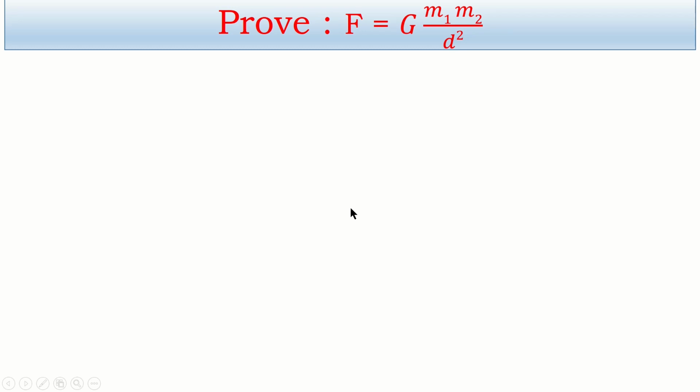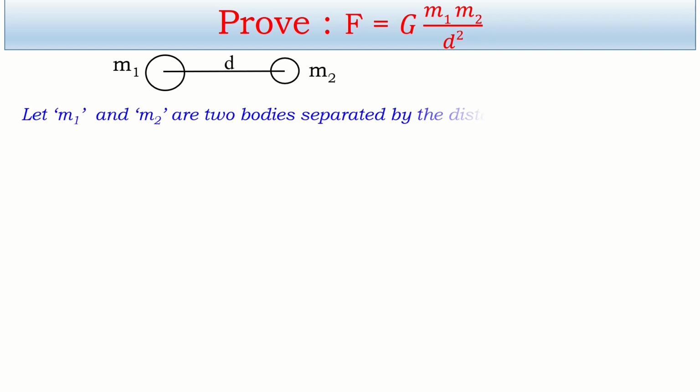We are going to prove this: F equal to G m1 m2 by d square. Let's say this is the first body, its mass is m1. This is another body, its mass is m2, and they are separated by a distance d. Then we can write about this. Let m1 and m2 be two bodies separated by the distance d.